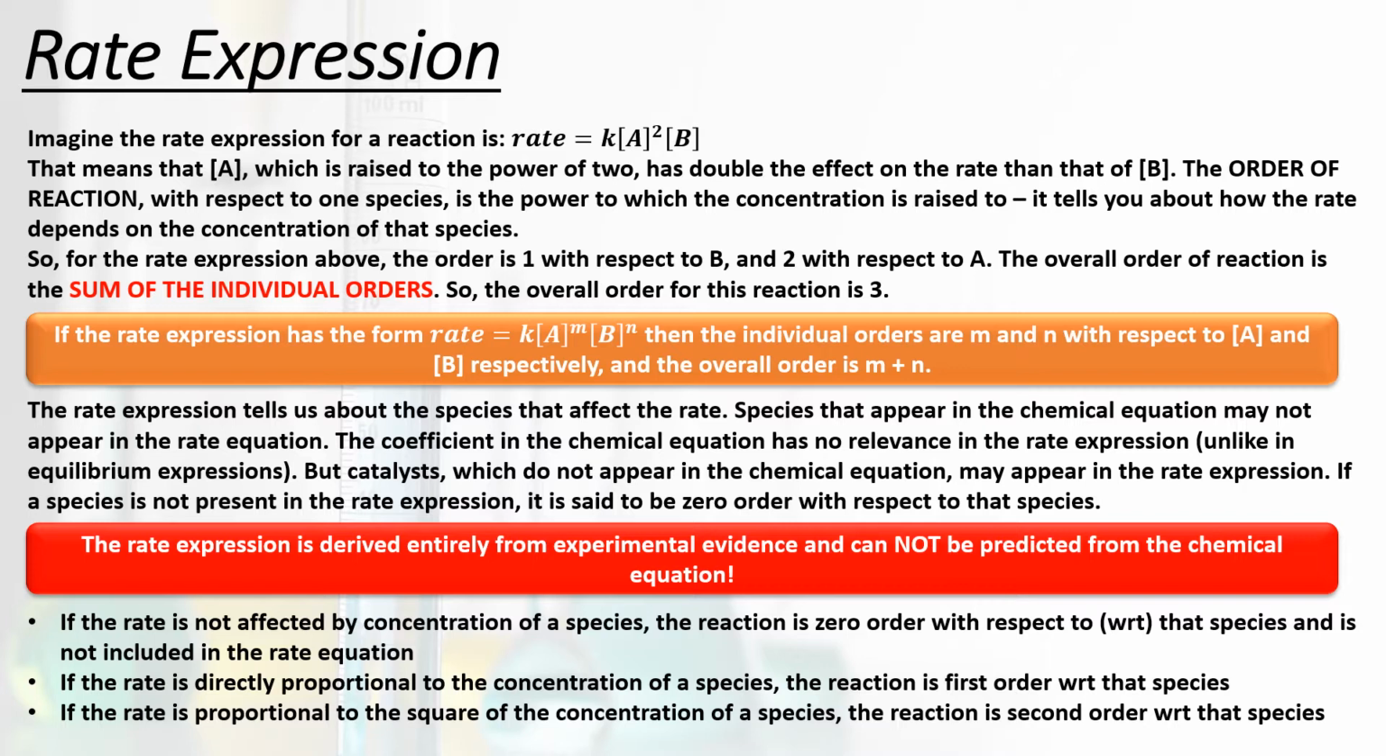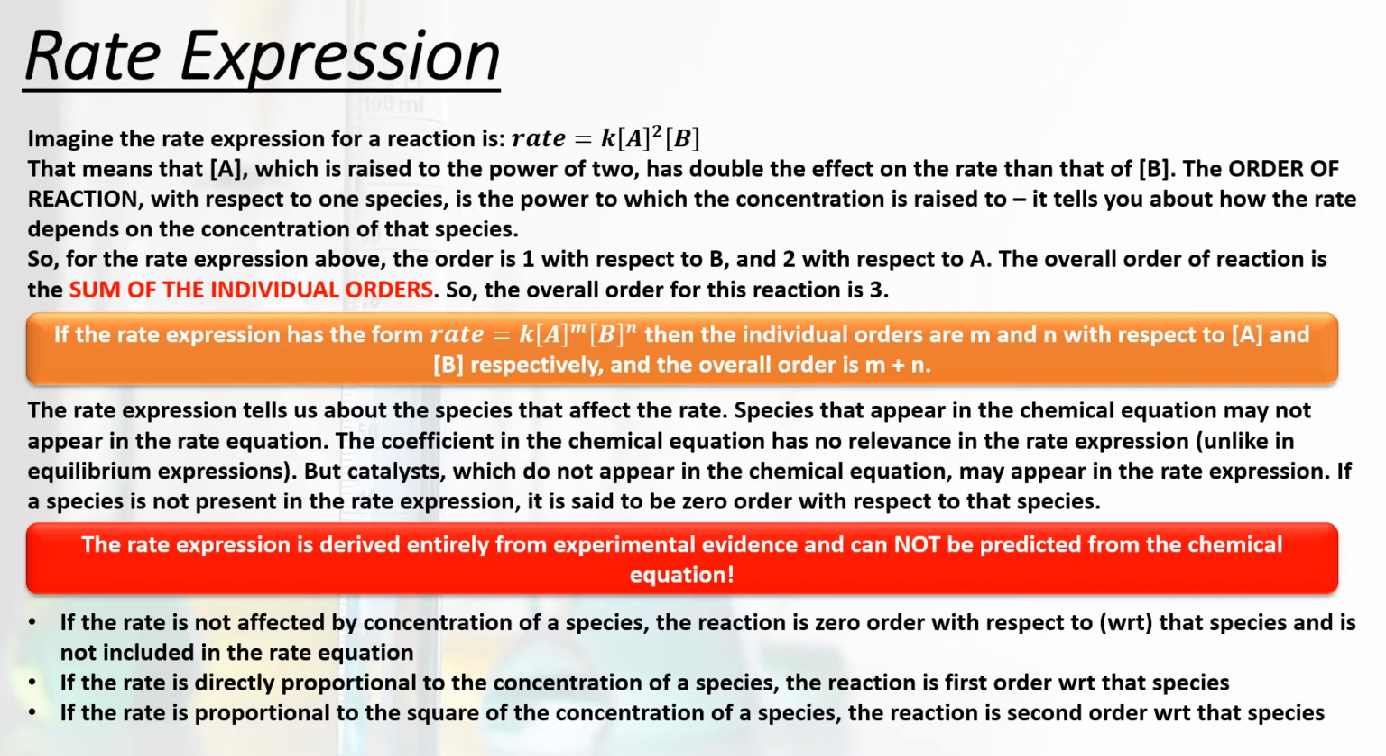So the key takeaway is that if I have a rate expression of the form k, A to the power m, B to the power n, then the individual orders are m and n with respect to the concentration of A and B respectively, and the overall order is m plus n. Now, the rate expression tells us about the species that affect the rate. And as we said, not everything may affect the rate, and so species that appear in the chemical equation may not appear in the rate equation.